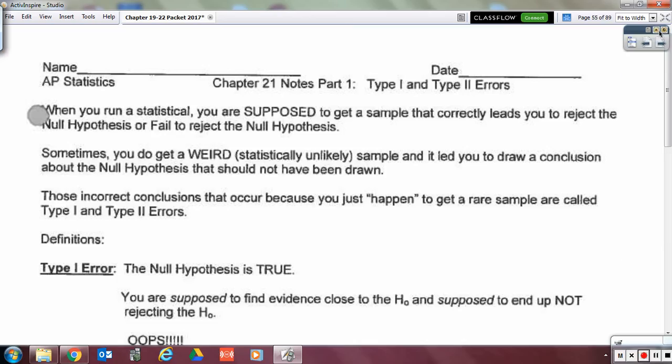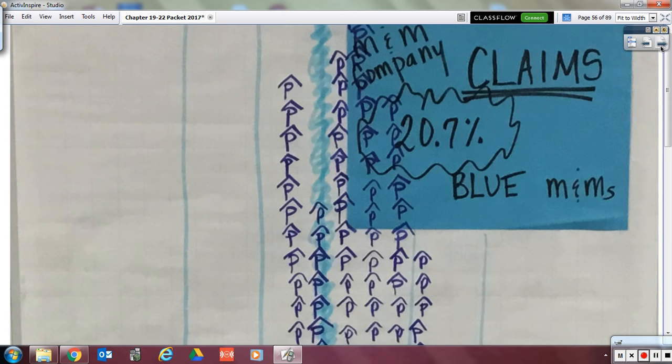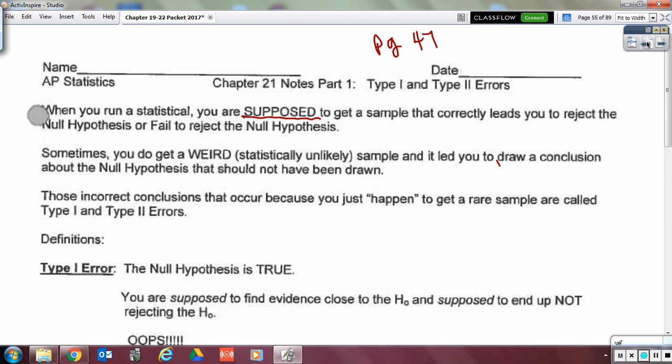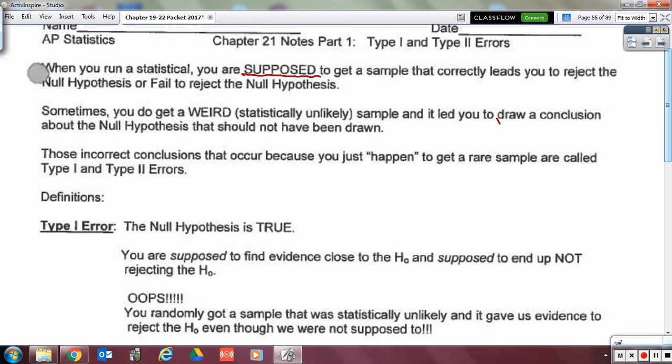Okay, so here we go. On our page 47 notes, when you run a statistical test, you are supposed to get a sample that leads you to the correct conclusion. You are supposed to get a sample where you're getting all of these ones here in the center, just because of sampling variability. That would lead you to fail to reject. But suppose sometimes you can get a statistically unlikely sample, a rare sample, like the one Taylor had gotten. You could get one of those rare ones, and that would make you draw a conclusion about the null hypothesis that should not have been drawn.